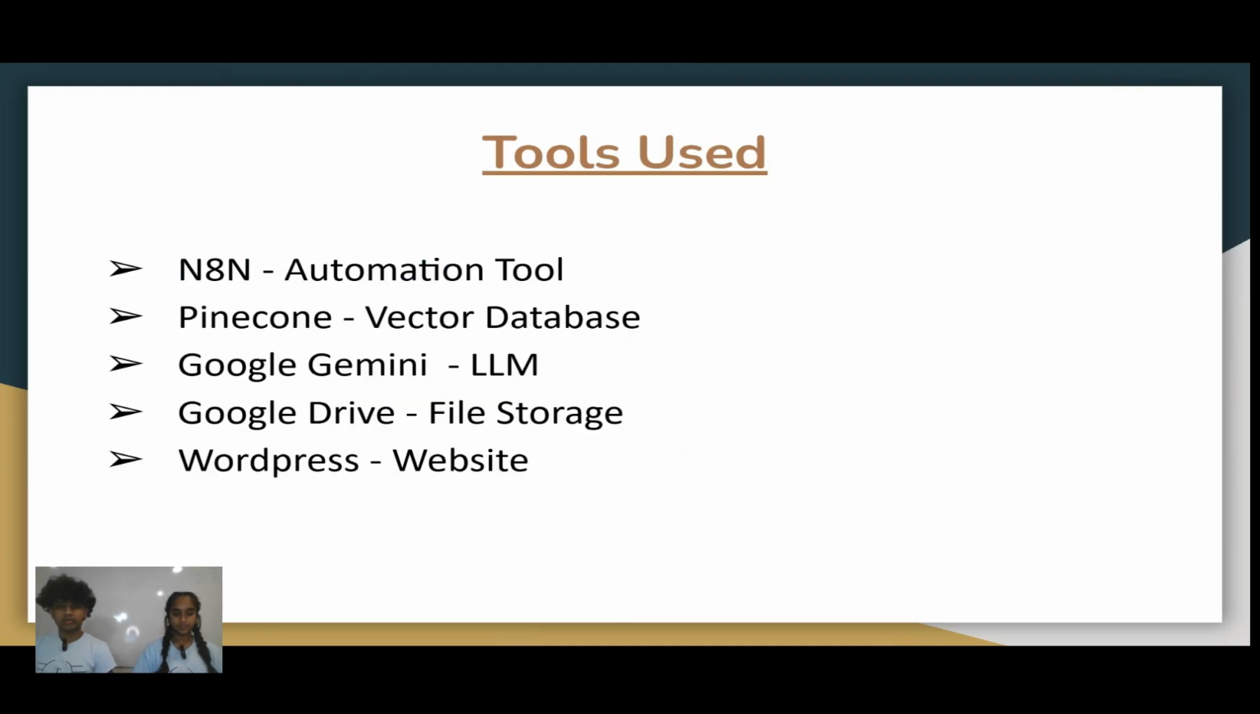So here are the different tools we use. First, we use N8N, which is the automation tool. We use Pinecone, which is our vector database. We use Google Gemini, which is our large language model. We use Google Drive for our file storage. And finally, we use WordPress for our website.